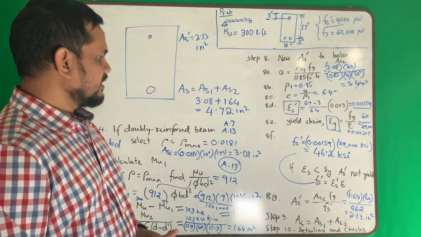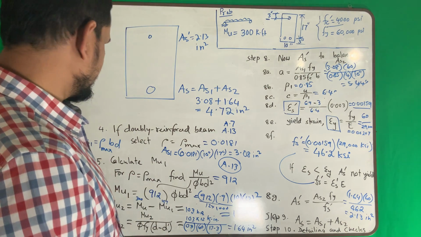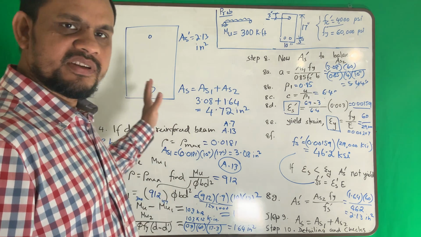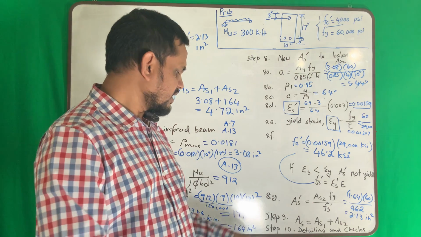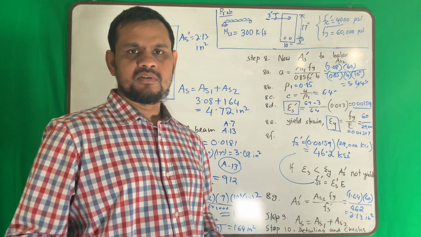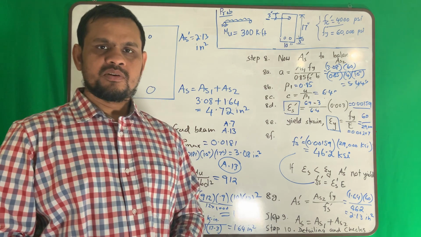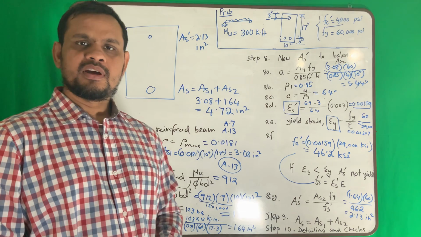Okay, so I will stop here. Before stopping, anything to discuss? I do not think so. Just whatever steps I gave you, just follow steps 1 to 10. Then doubly-reinforced beam is very simple. Okay, so in my next video I will discuss more examples. Thank you.